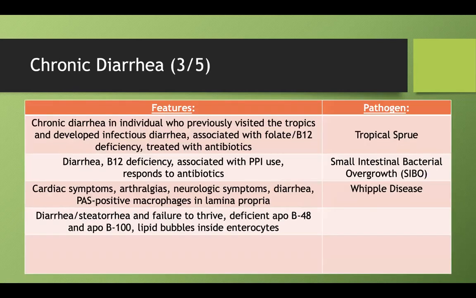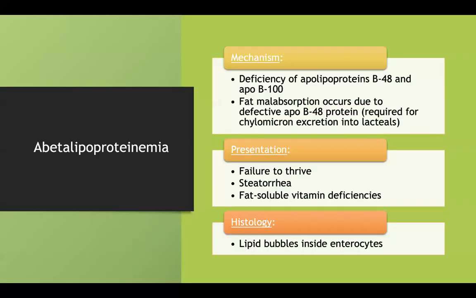And moving on, what if you had diarrhea and steatorrhea, and failure to thrive? It's caused by deficient ApoB48 and ApoB100 protein production, and you'll end up with these lipid bubbles inside of enterocytes. Now we're talking about abetalipoproteinemia. From our small intestine lecture, I just wanted to jog your memory about how steatorrhea, or that fatty diarrhea, is one of the main symptoms that you're going to see. And they'll probably mention these lipid bubbles inside enterocytes if they want you to pick this disease.